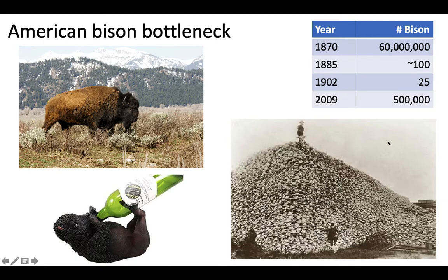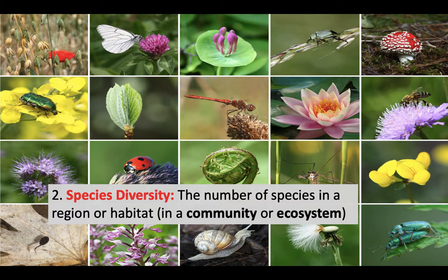This population is going to have a very different and probably more limited gene pool. The second level of biodiversity is species diversity. We're moving up in terms of hierarchy. And this is probably what you think of when you think of biodiversity. It's just the number of different species in a region or habitat, in a community, in an ecosystem, etc.